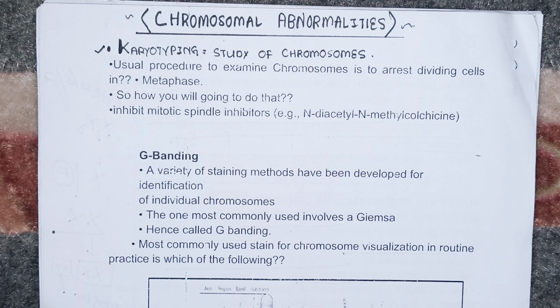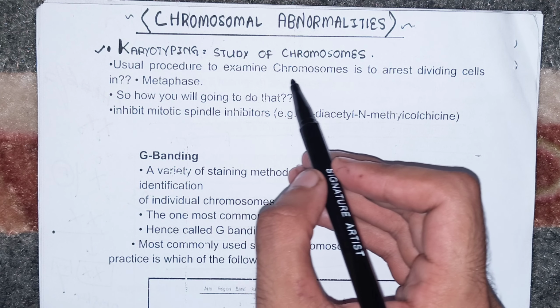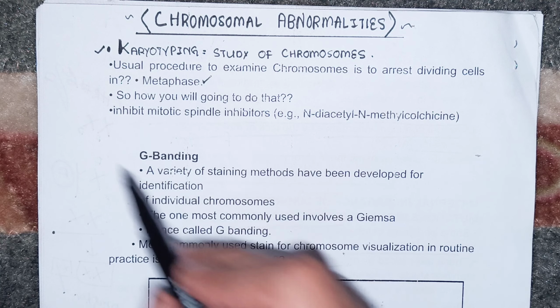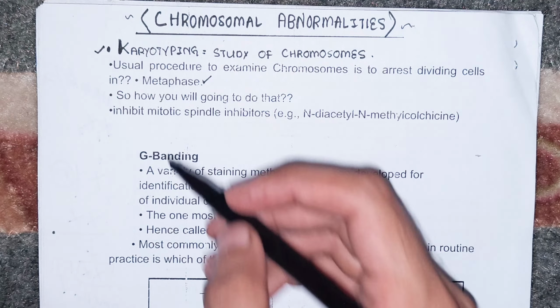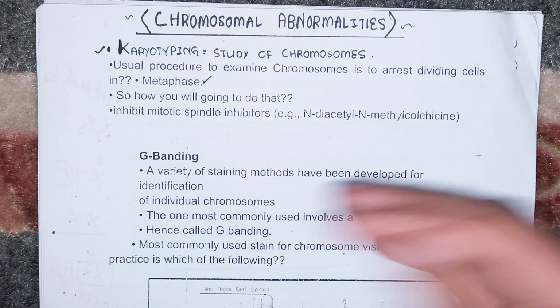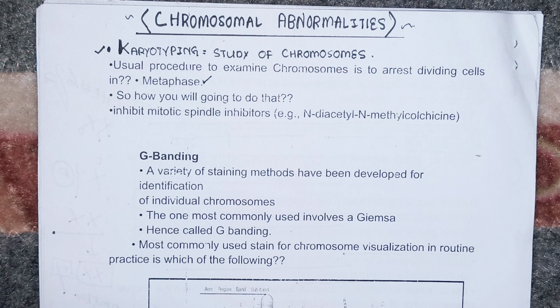Now the question is, how can we study the chromosomes? The usual procedure to examine the chromosomes is to arrest the dividing cell in metaphase stage of the mitosis. Why can't we just simply study the chromosomes? We take a cell, get into the nucleus and study the chromosomes. Why is it not so simple? Why do we first need to divide the cell which is undergoing metaphase stage of the mitosis?